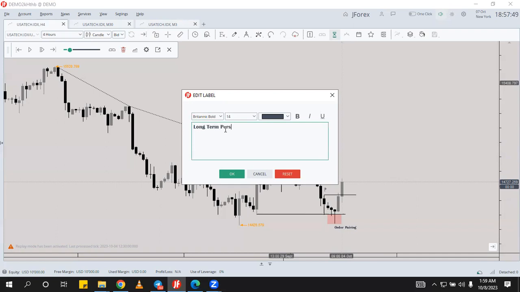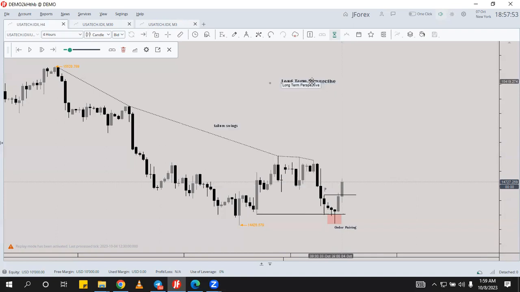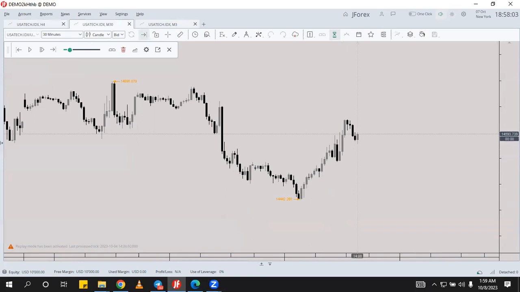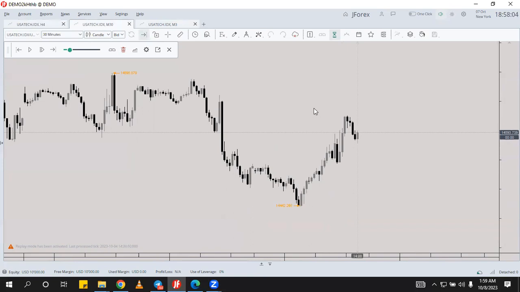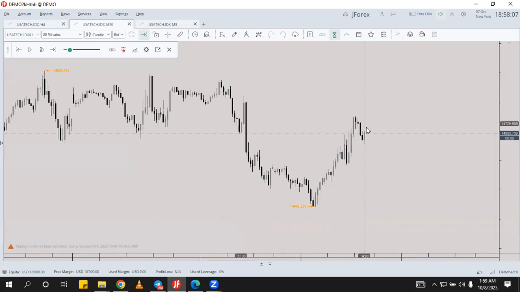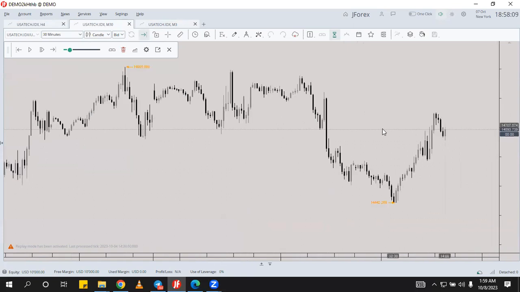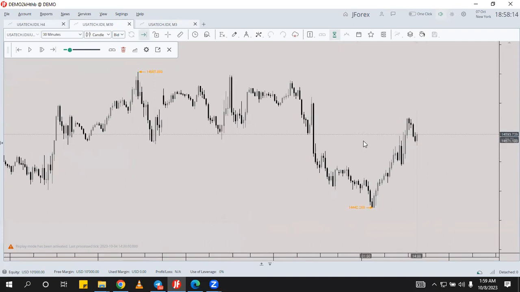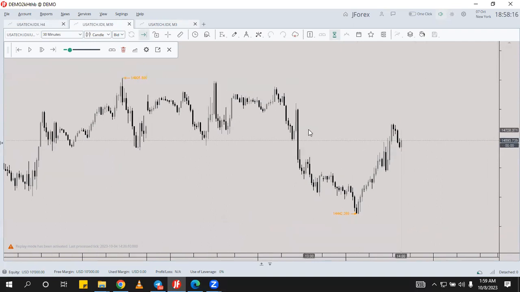Long-term perspective. And now next we're going to jump to our intermediate term perspective. So let me just jump straight to my M30. So now what do we notice here? So now this is the M30 time frame. As you can all clearly see, M30 time frame, right?